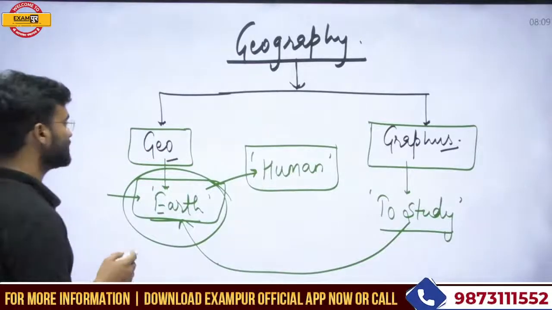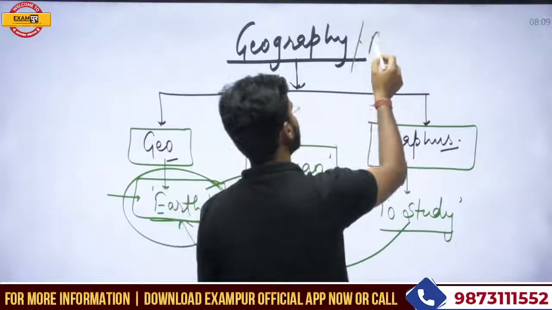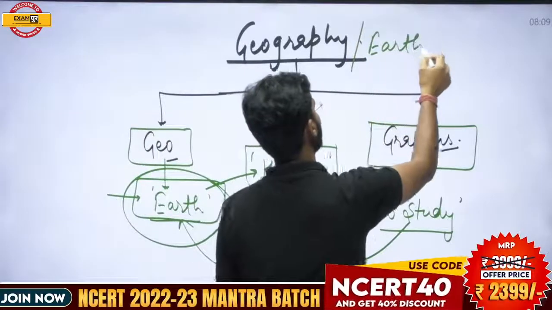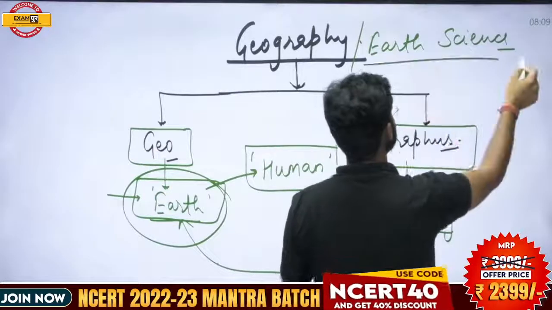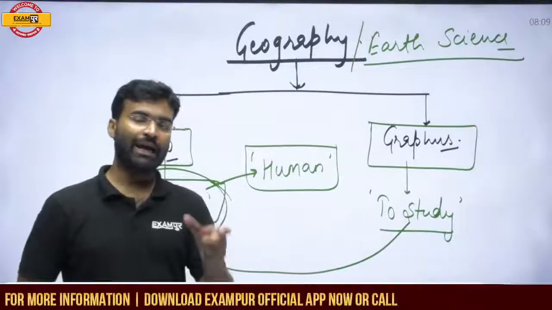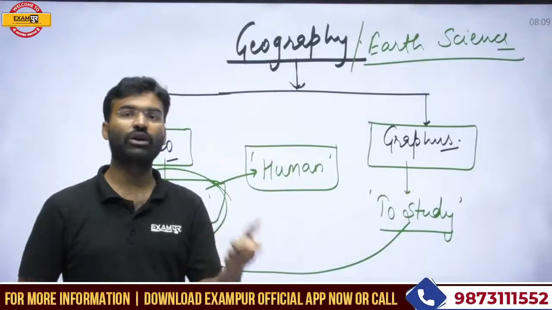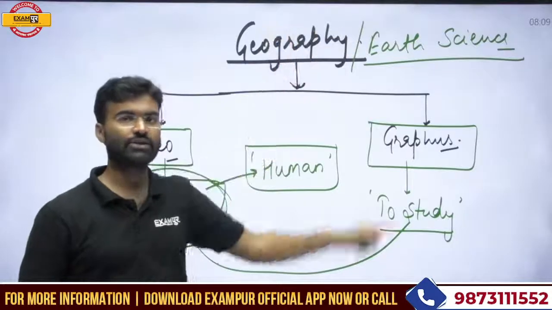That is why the geography subject is also called earth science. So what is earth science? Earth science is the scientific study of the human being and the earth interaction or interrelation, and in other words, it is called geography.